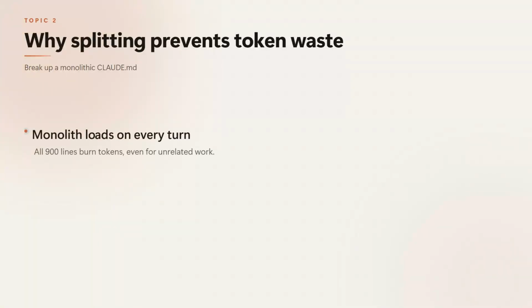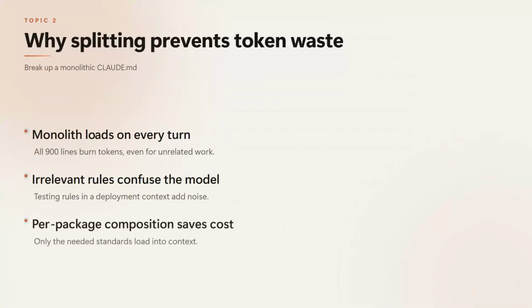Without splitting, a 900-line root CLAUDE.md loads into every single turn, relevant or not. That means a package that only does deployment still pays the token cost for testing rules, API conventions, and legacy migration playbooks. In production, this adds up fast. Every query burns extra tokens, and the noise of irrelevant rules can confuse the model. Splitting into topic files and using import means each package pays only for what it actually uses. That is the failure this prevents: runaway token costs and diluted context.